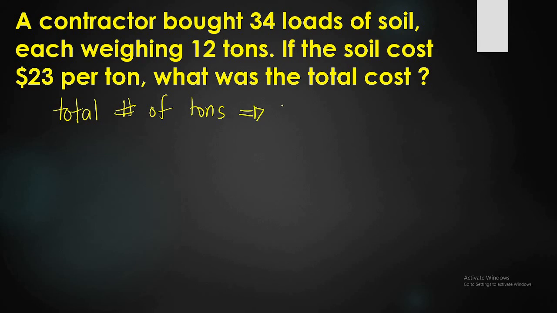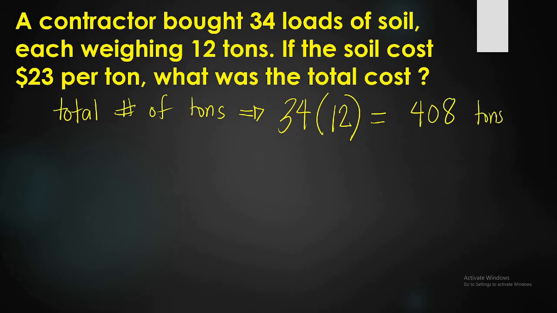Multiply what? Go on. So, how much is 34 loads of soil by 12 tons? 408. So, this is now the total number of tons nga gipalit sa contractor. Nipalit ang contractor og 408 tons of soil.